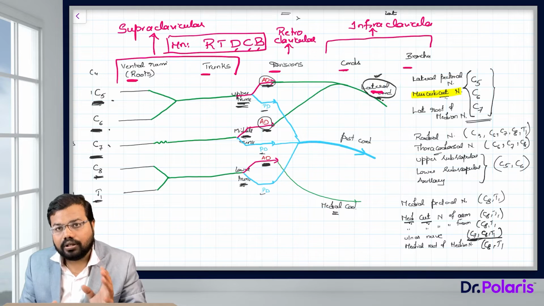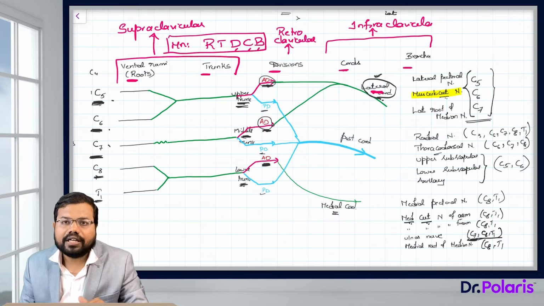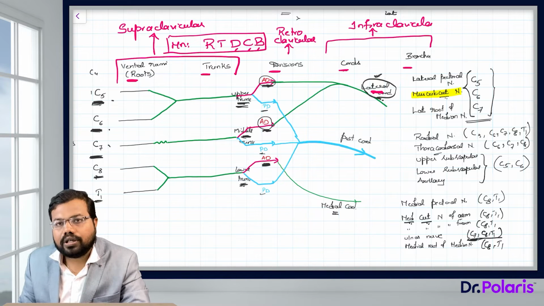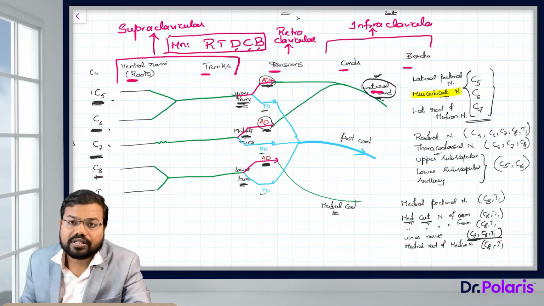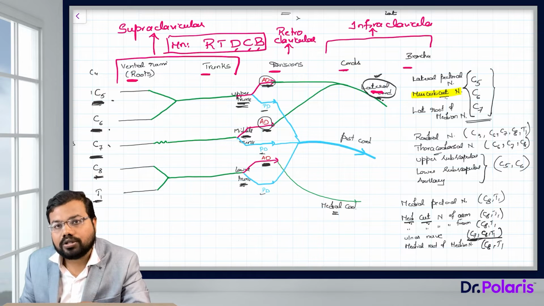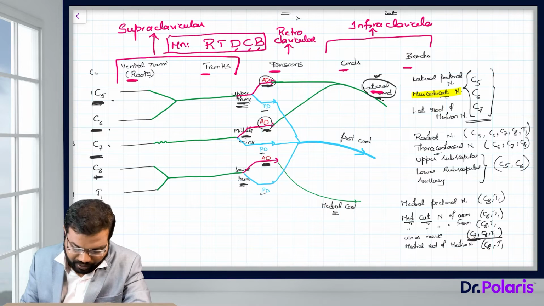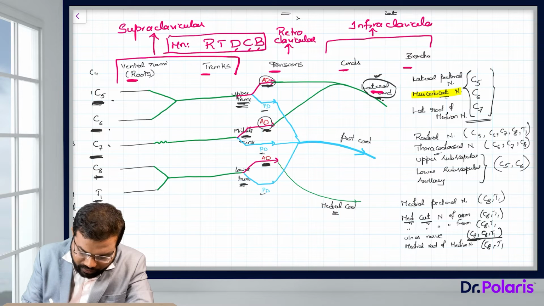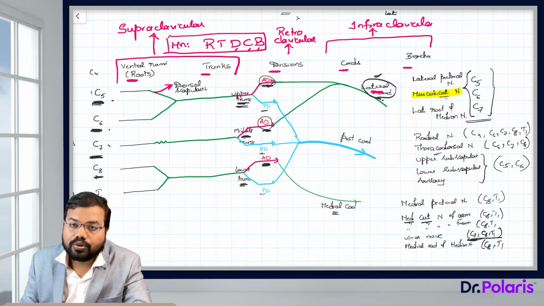Next, what are the root values of different branches? Now we will be entering into the clinical anatomy. So till now we discussed the branches which are present from the cords, but there are certain branches which come from the roots and also the trunks. What are those branches? We will see. From the C5, there is only one branch, called the dorsal scapular nerve or nerve to rhomboids. That's the first branch from the root.